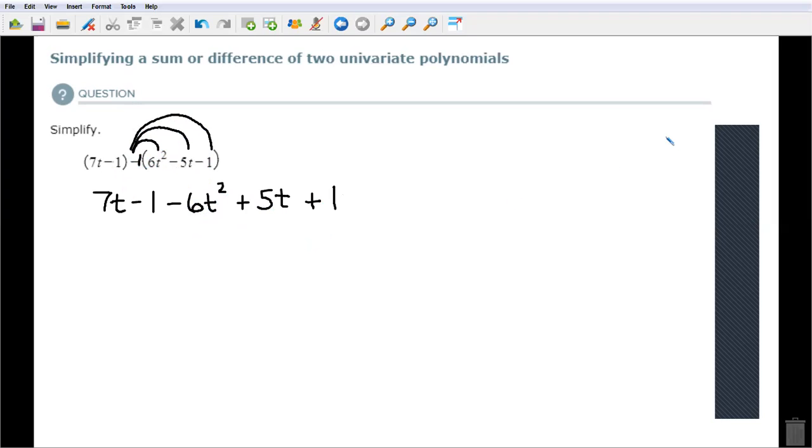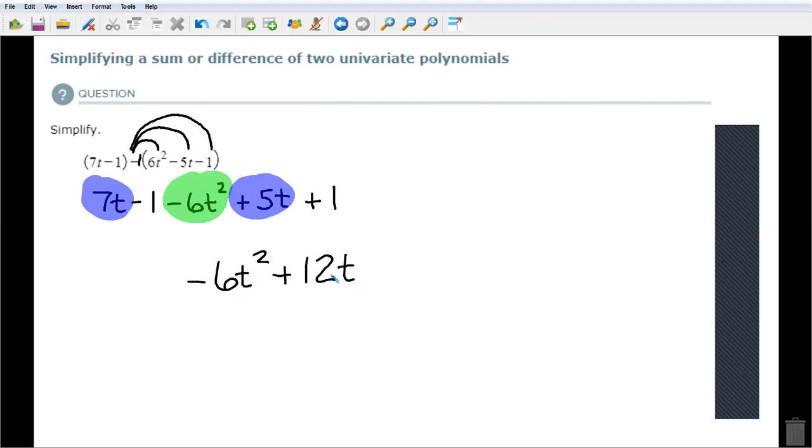Now, simplifying this here, you notice something that's a little bit different, and that's that there's only one term that has a t squared in it. So because this is the only term that has a t squared in it, we don't need to combine that with anything. We can just leave that on its own. So that first term, you've got nothing to combine it with, so we just leave it as negative 6t squared. Then we've got a 7t here and a 5t. They're both positive, which means we're going to add them together, and we're going to get plus 12t.